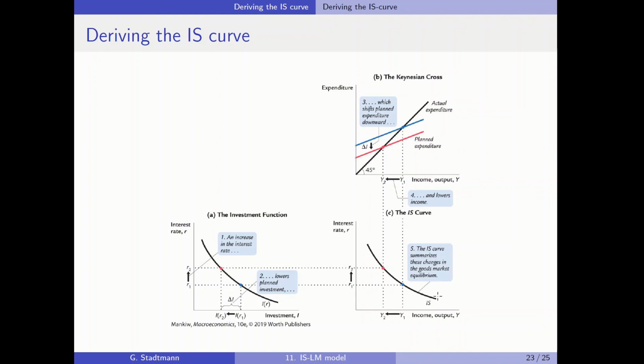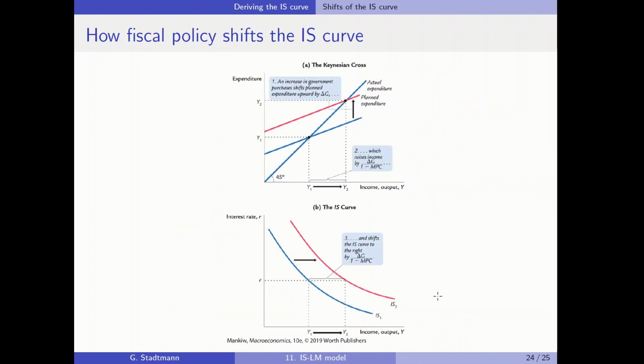The second characteristic, which is derived in this chapter, is what happens to our IS curve in case the government increases government spending. What happens if the government increases government spending? The planned expenditure curve shifts upwards, and we get to a higher level of demand. The second characteristic I would like to talk about is that an increase in government spending shifts the IS curve to the right.